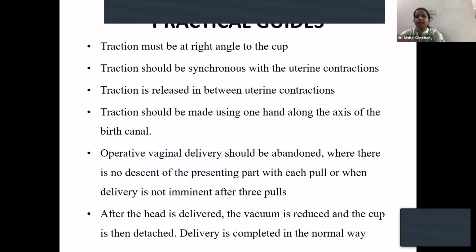So some practical guides: traction should be at right angle. Your traction should be synchronous with contraction. Only when there is good contraction do you pull, because your traction is not much. You need support from the mother's contractions also. In between contractions, don't continue to pull, leave the traction. It should be made using one hand along the axis of the birth canal, follow the direction. If after 3 pulls you have not delivered, give up and do a cesarean section. And after the head is delivered, don't just rip off the vacuum from the baby's head. You detach the suction tubing from the cup so that the vacuum gets released, and then you pull out your cup. Okay, next slide.